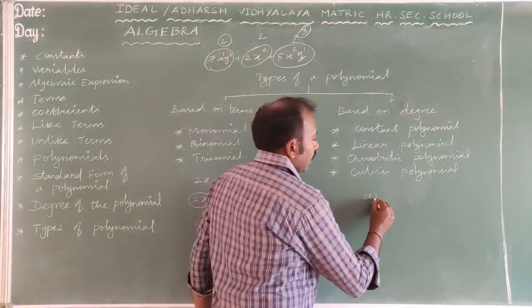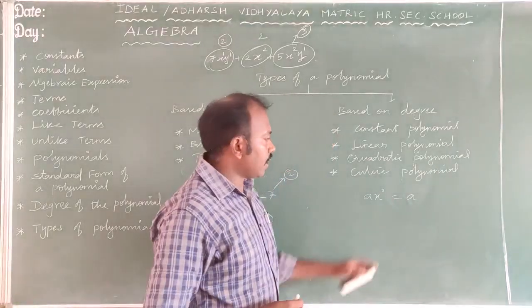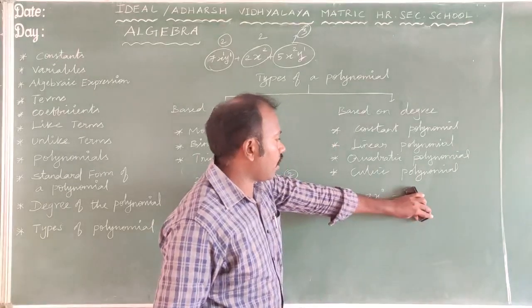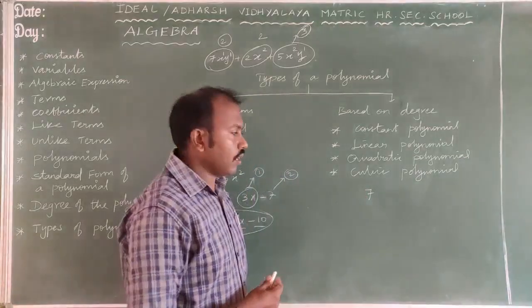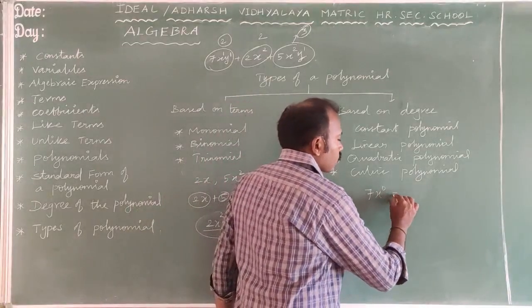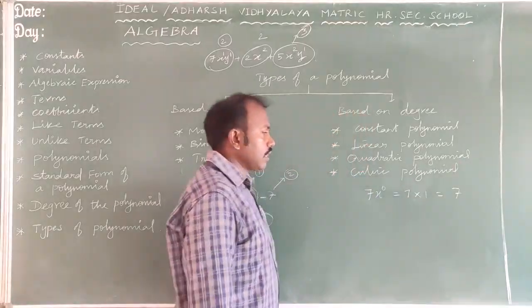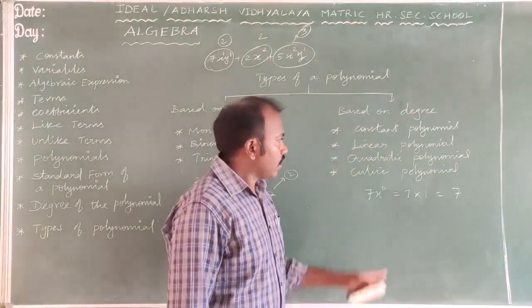Next one, based on degree, constant polynomial. That is ax to the power 0, which is equal to a. Here x is the variable, a is a constant. Okay, 7 is a constant polynomial. That is 7 times x to the power 0. Anything to the power 0 is 1, so that is equal to 7. That is a constant polynomial.